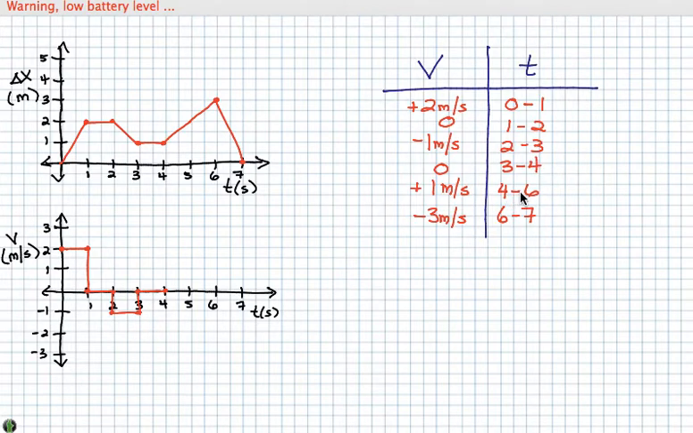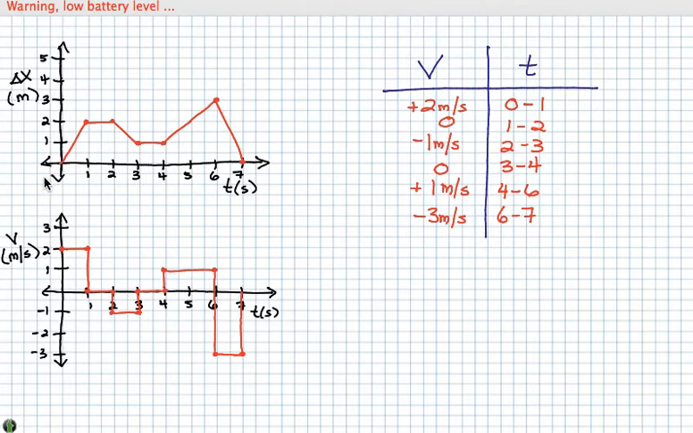From 4 all the way to 6, it's a constant positive 1 meter per second. So from 4 to 6, I should have 1 meter per second. And from 6 to 7 seconds, I should have negative 3. So from 6 to 7 seconds, I should have a constant velocity of negative 3. And I can connect these as shown.